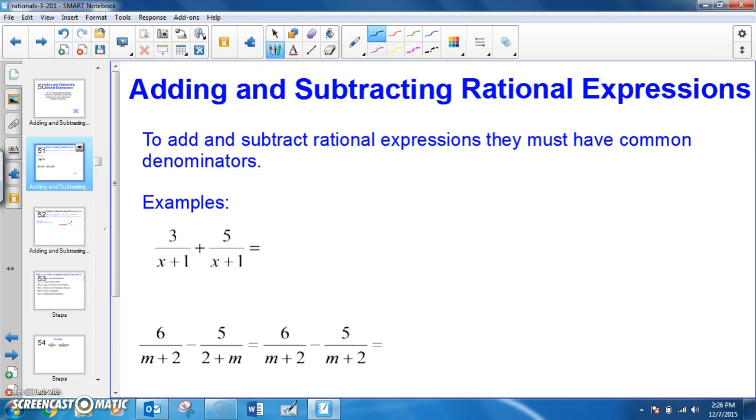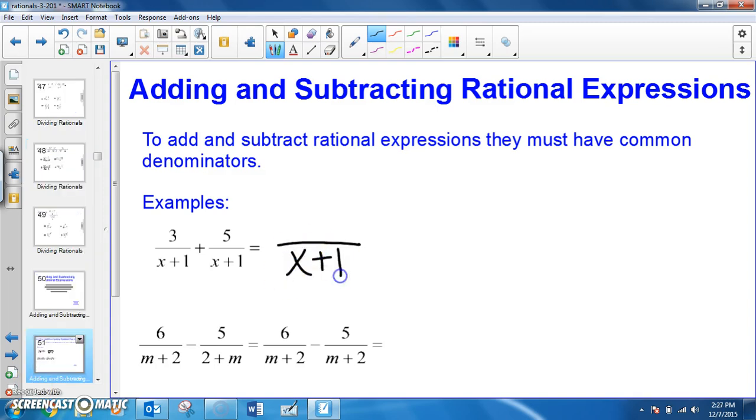numerators. So here, we would keep our common denominator as x plus 1, and we would add our numerators. So 3 plus 5 is 8. Our answer here would be 8 over x plus 1.